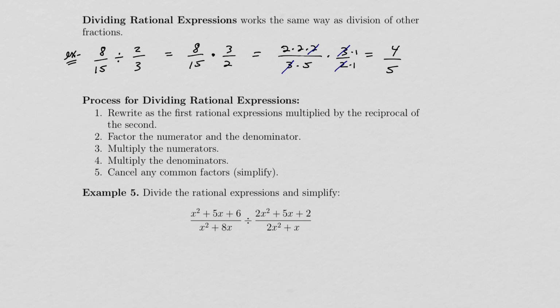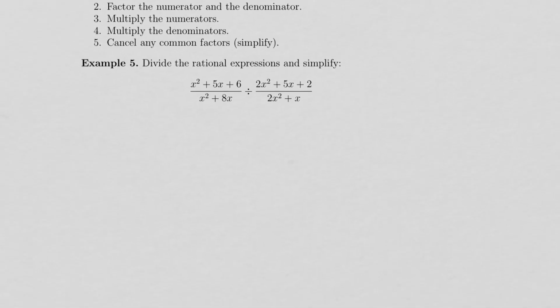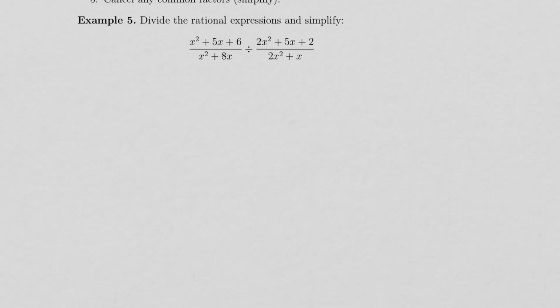And with rational expressions, when you divide them, you're doing exactly the same thing, right? They're really just fractions, but they contain polynomials instead of just pure numbers. Okay, so let's look at example 5 here. So first, let me rewrite it as a multiplication, right? So the first rational expression will stay the same. Instead of dividing, I'm going to multiply, and I'm going to invert the second one, right? And multiply by the reciprocal.